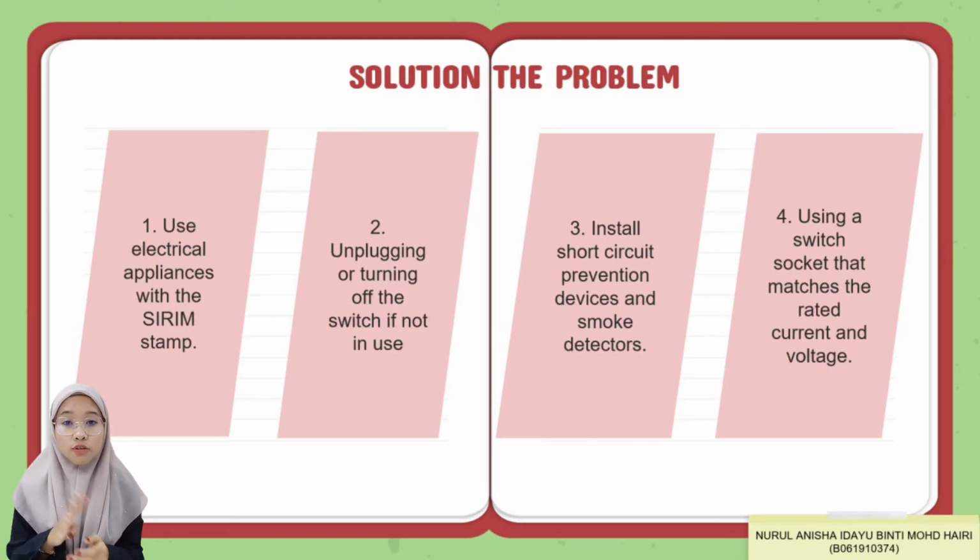There are four solutions to the problem. First, use electrical appliances with the SIRIM stamp. Second, unplug or turn off the switch if not in use. Third, install a short circuit prevention device and smoke detector. Lastly, use a switch socket that matches the rating, current and voltage.